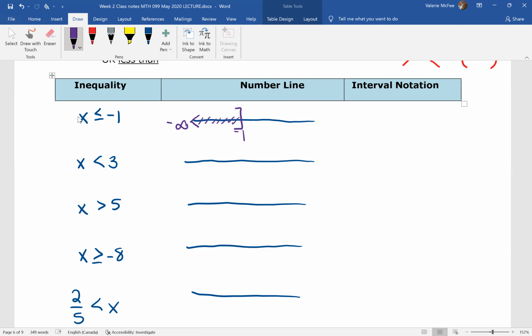We said for interval notation, we have to use the endpoints in the order they appear. So we're going to write -infinity, -1. We already see that -1 has a square bracket. Infinity is always round.